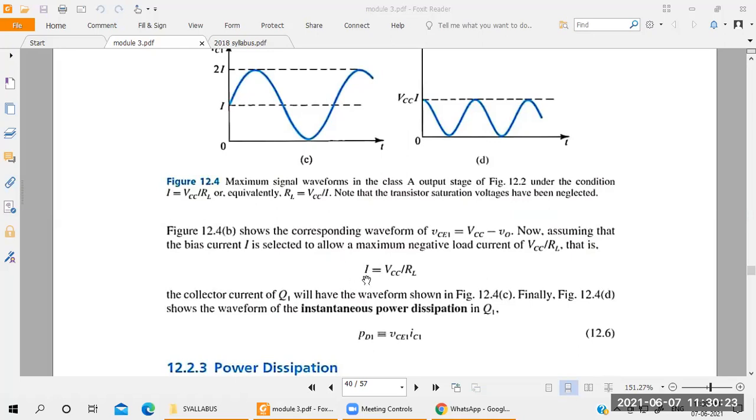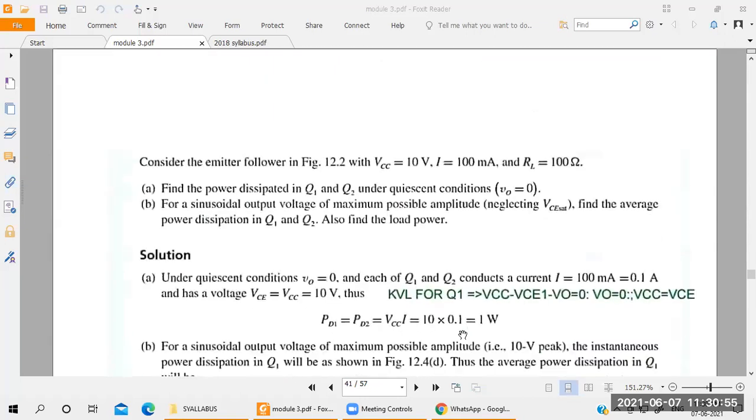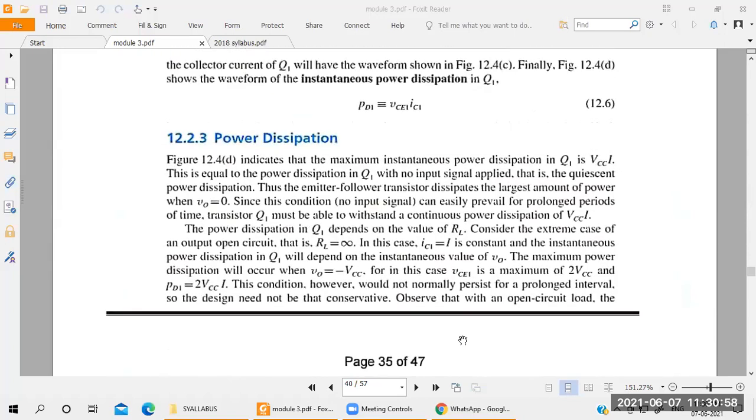So what is the current for the first transistor now? VCC by RL, according to Ohm's law. Then the power dissipation for the first transistor is VC1 into IC1. What is VC1? The voltage across the collector to emitter multiplied by the collector current 1. That is the power dissipation. Instantaneous power dissipation is a positive power dissipation. Understood? Are there any doubts here?